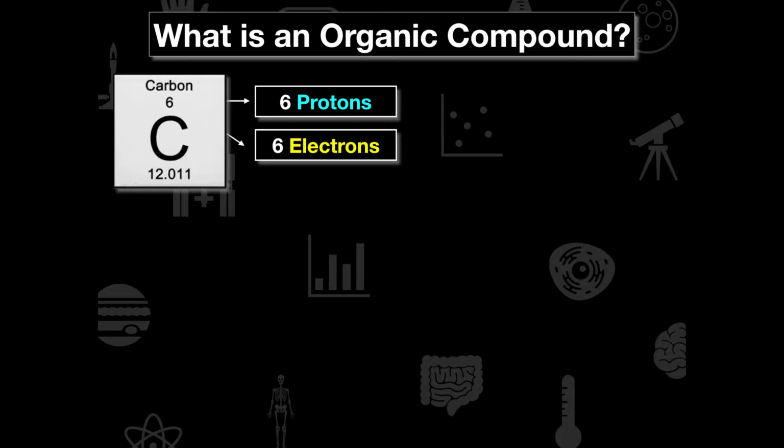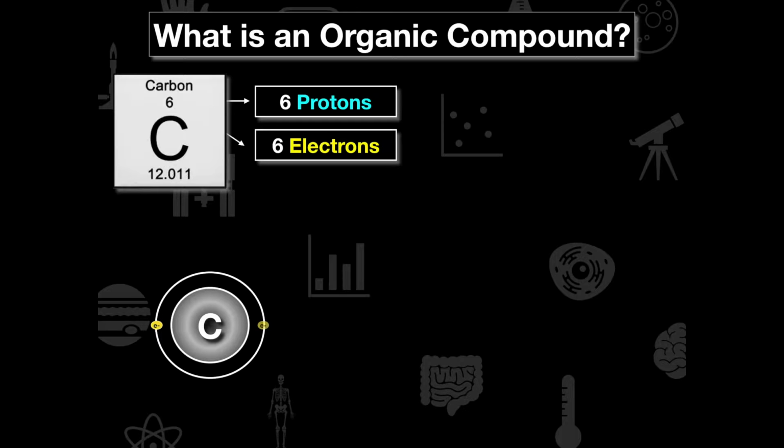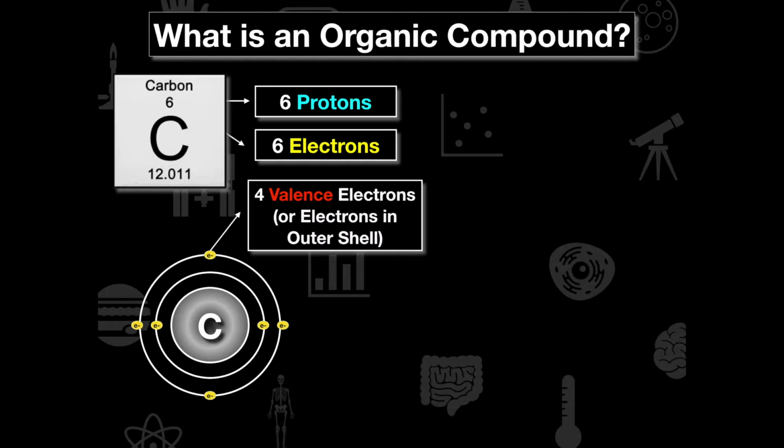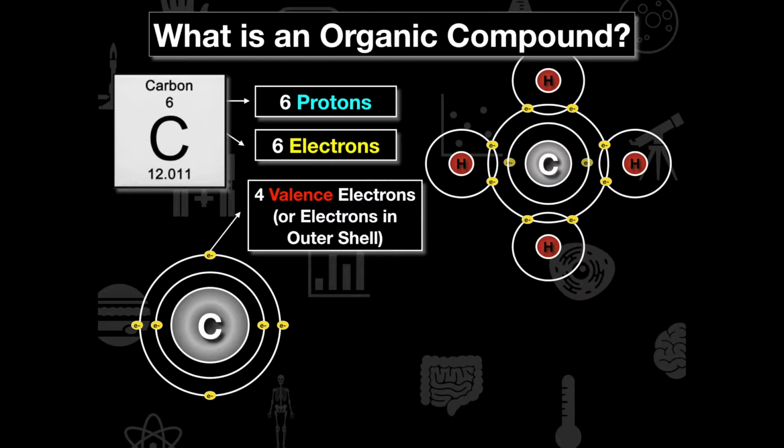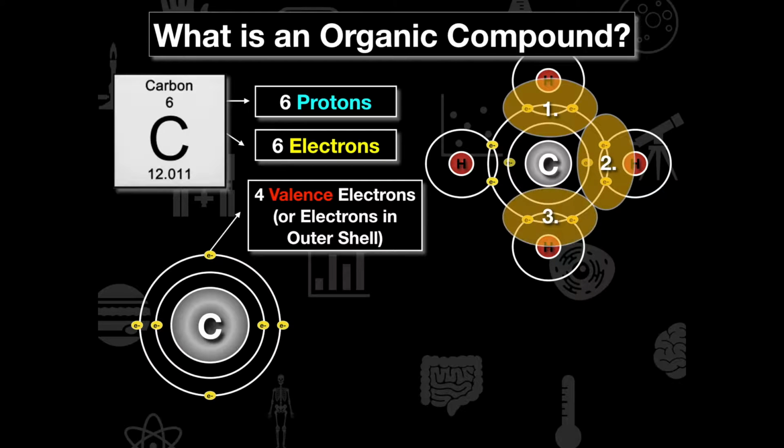So carbon has 6 protons and 6 electrons. And as we go into this, we can see in the first shell, if we're following the Bohr model, there are 2 electrons. And then the second shell, there are 4 electrons. Now here's the thing. These 4 electrons are really important because those are the 4 valence electrons, the electrons in the outer shell. Now because of that, it opens up bonding slots for carbon. There are 1, 2, 3, 4 slots for carbon to go through and bond covalently.